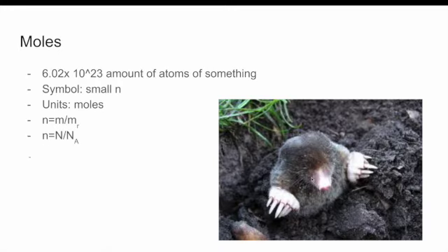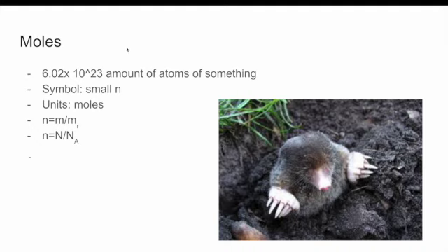Next we'll look at moles. Moles are not this little animal here. Moles just means 6.02 times 10 to the 23 amount of something. And that might sound really weird initially, but it means literally just that, 6.02 times 10 to the 23 something. So if I have 1 mole of footballs, I have 6.02 times 10 to the 23 footballs. If I have 1 mole of salt, I have 6.02 times 10 to the 23 grains of salt. And if I have 1 mole of light switches, then I have 6.02 times 10 to the 23 light switches. So that's literally all that means.